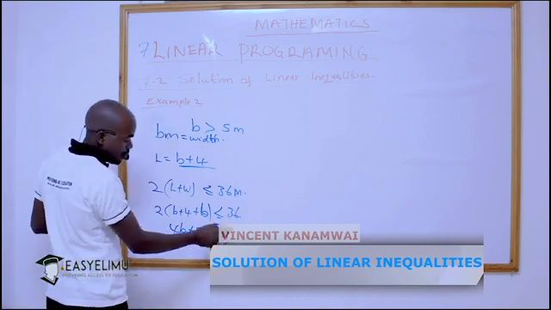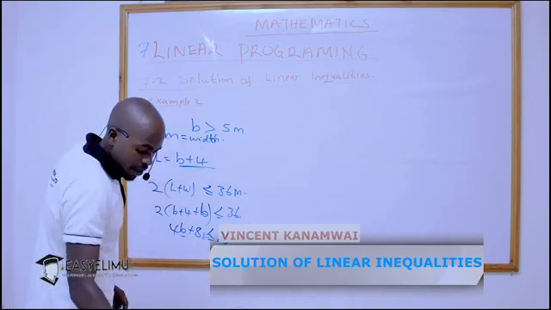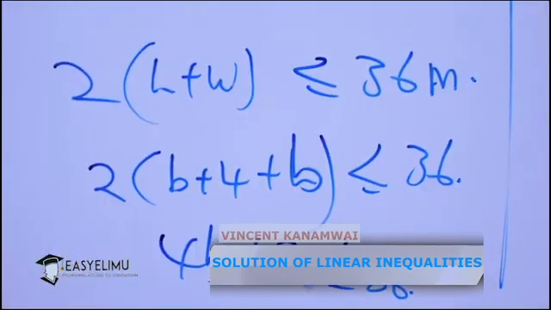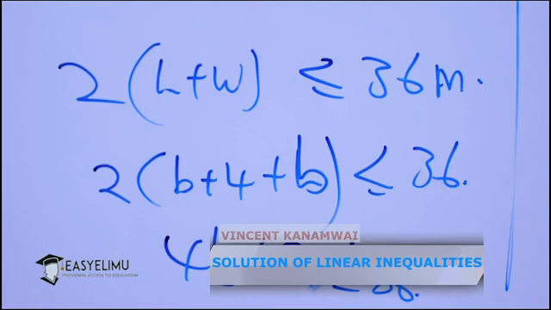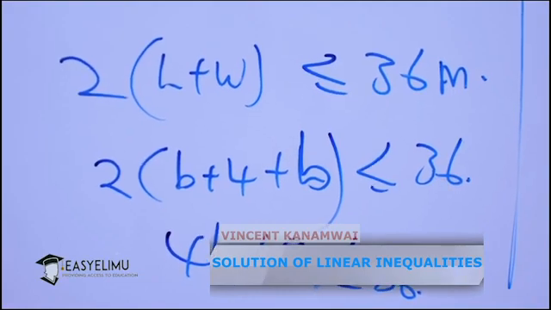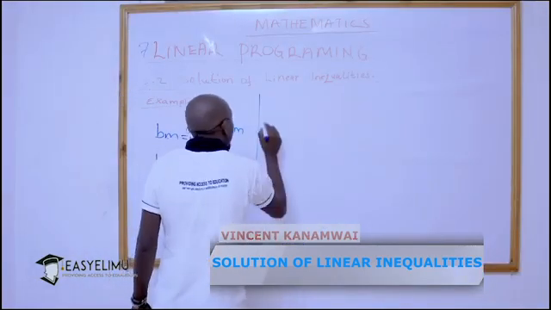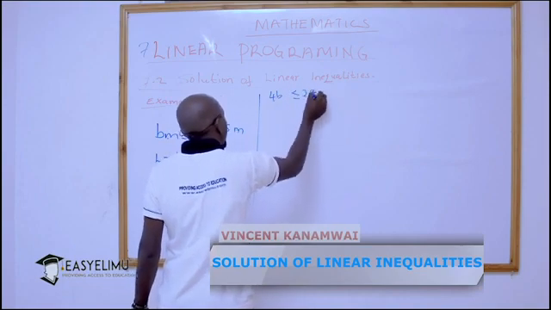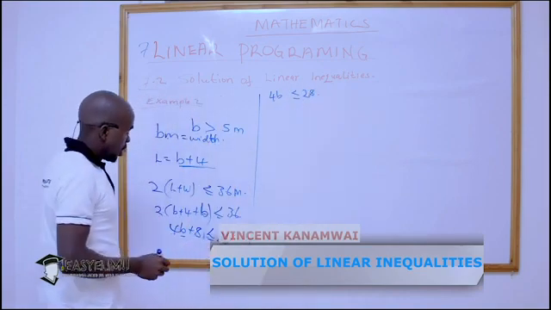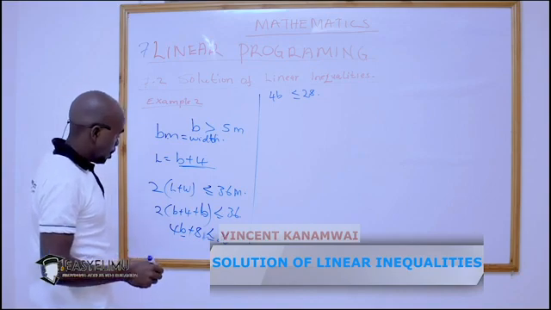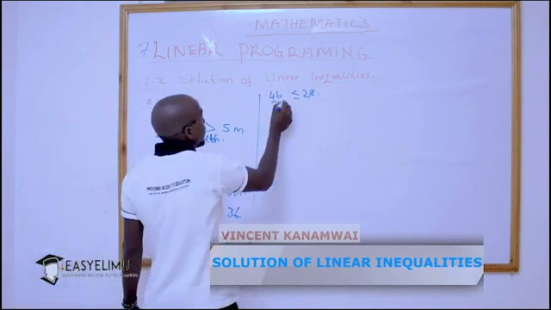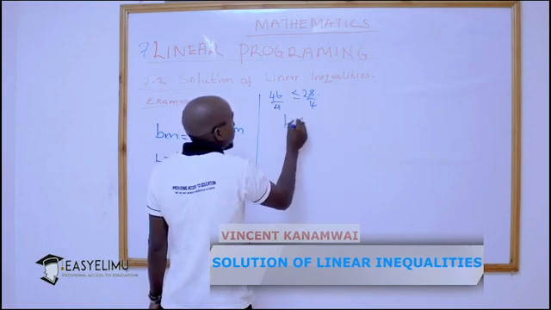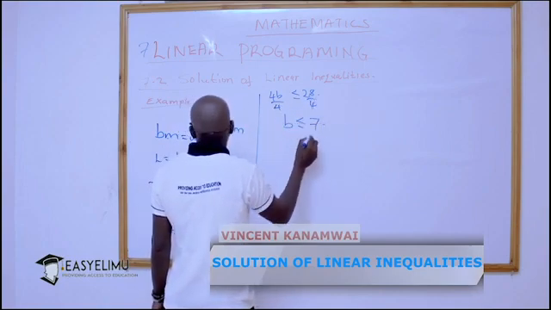So bring it the other way. We are finding that if you take 36 and subtract 8, it is going to be 28. So if we have 4b is less than or equal to 28, then what we are obtaining here is that b is less than or equal to 7.